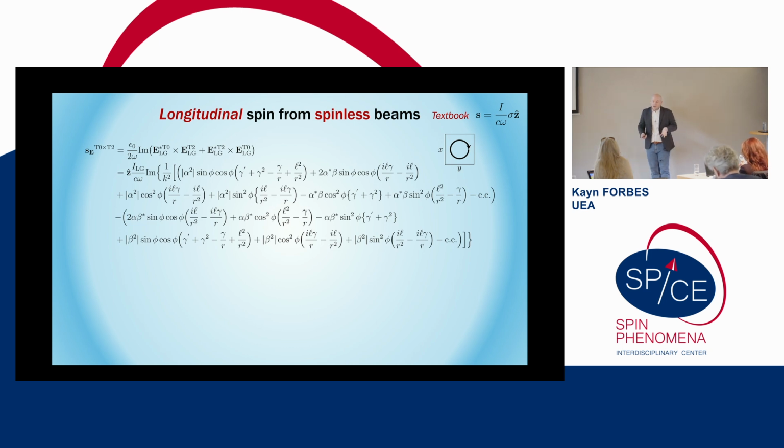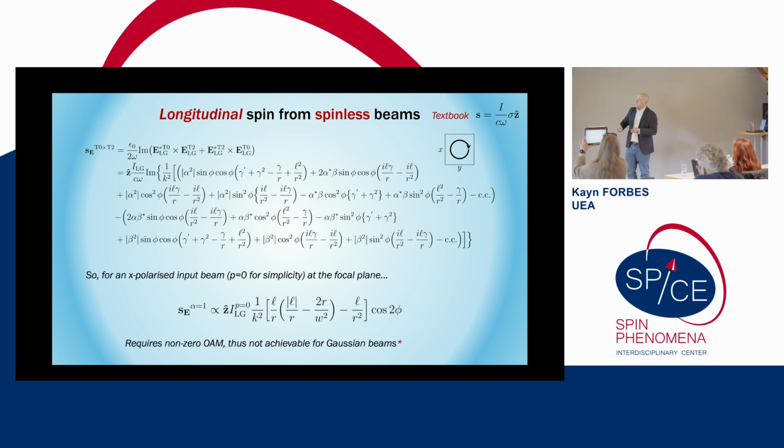And how do I get that? I get it from these T2 fields. So the T0 cross the T2, that's why the T2 fields are important and shouldn't be neglected, because they do have novel effects. Hideous expression again, I apologize. Let's put in an X-polarized beam, make it simple. This is what it looks like.